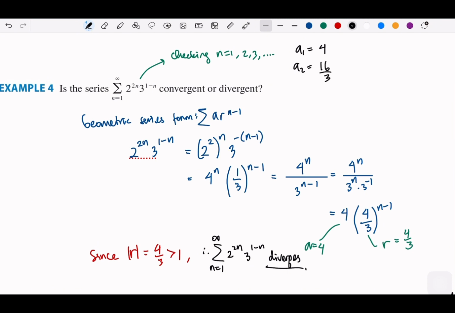And A3 will be 64 over 9, right? And so on and so forth. And we see that it can also be proved from this part that we could identify that the A is 4 and the R is 4 over 3.